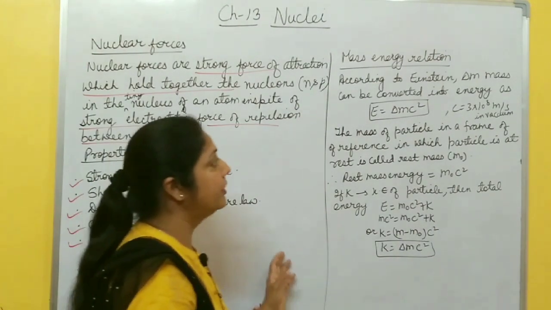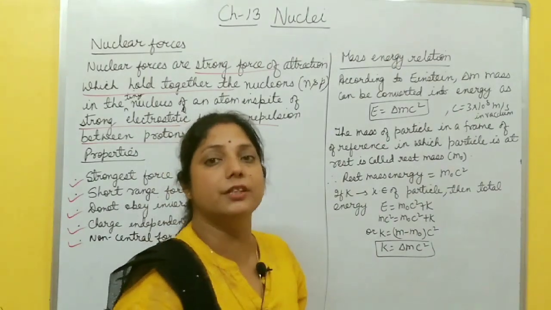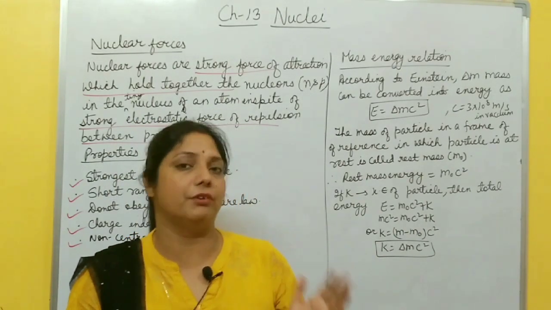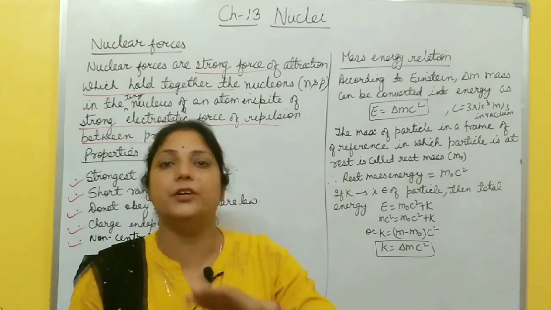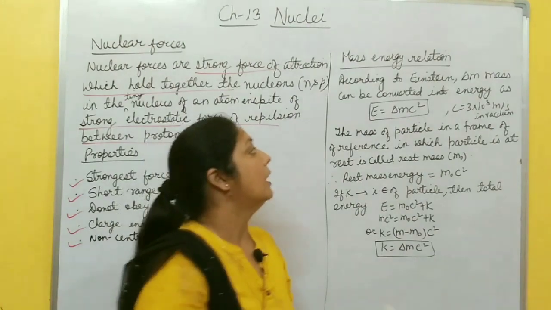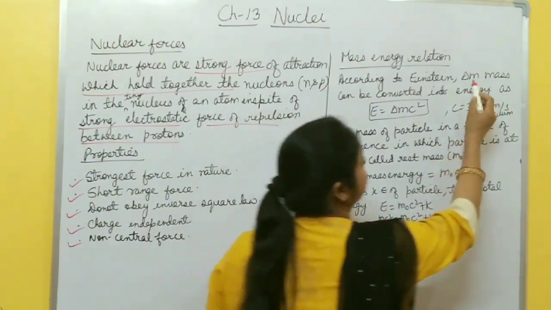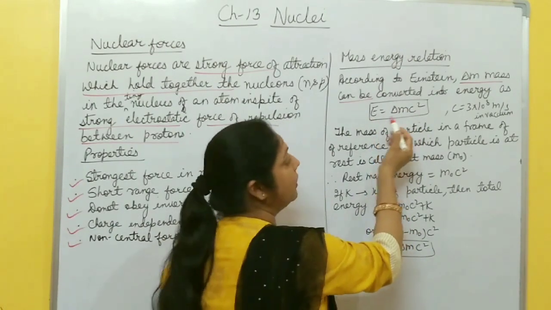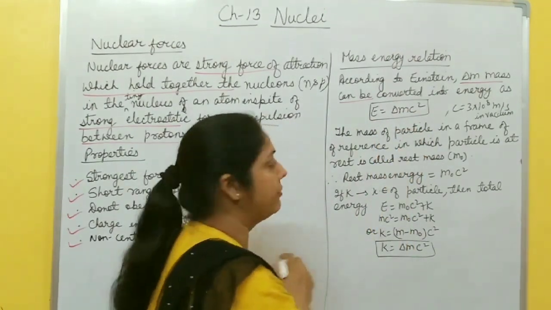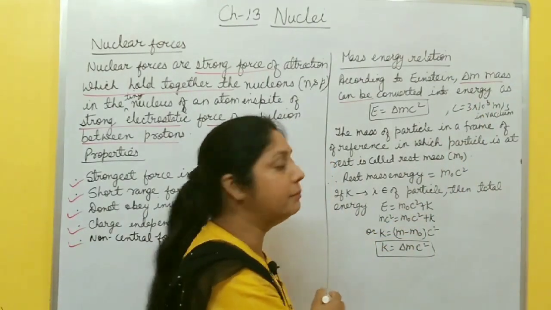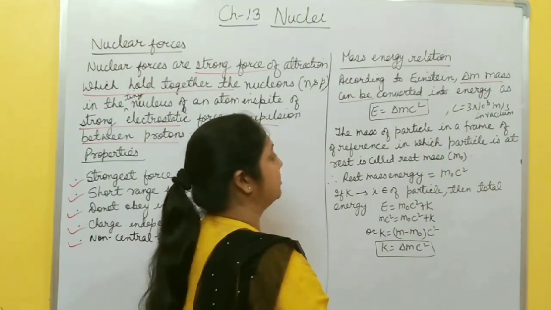After this, next one is mass energy relation. According to Einstein, mass and energy are equivalent. Mass can be converted into energy and energy can be converted into mass. So according to Einstein, mass can be converted into energy by this relation E equal to delta m c square, where c is the speed of light. Its value is 3 into 10 to the power 8 meter per second in vacuum.